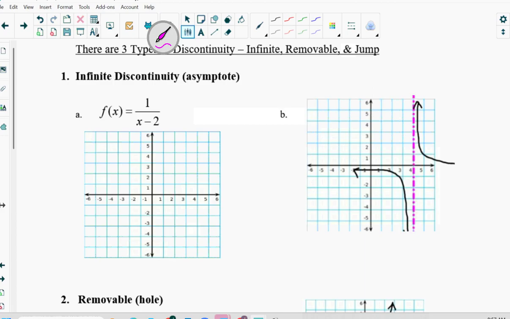All right, let's talk about the different types of discontinuity. The first one is an asymptote. It's also called infinite. I think you're familiar with asymptotes. This is a discontinuity. If you have a rational equation, where is the vertical asymptote in this one going to be, guys? It comes from the denominator, so it's at x equals 2. Yep. So infinite discontinuities or asymptotes are when the denominator equals 0.